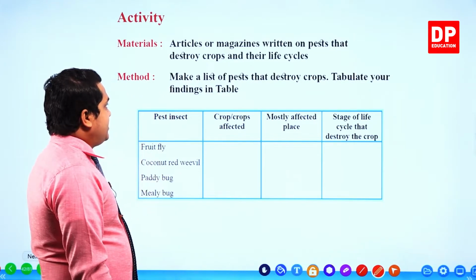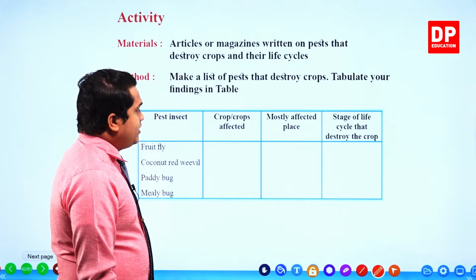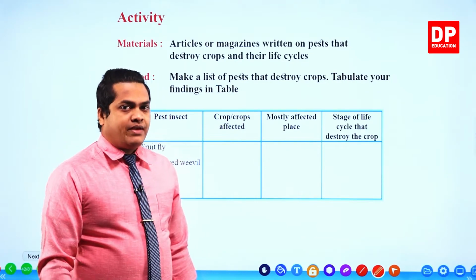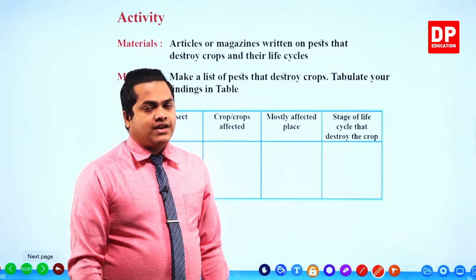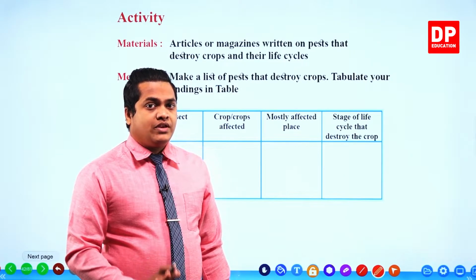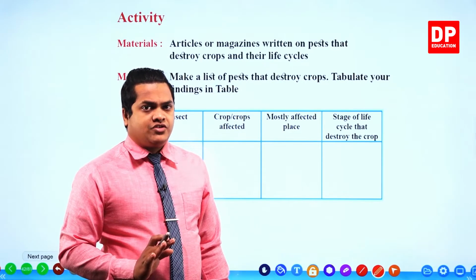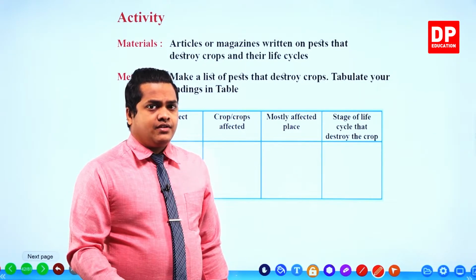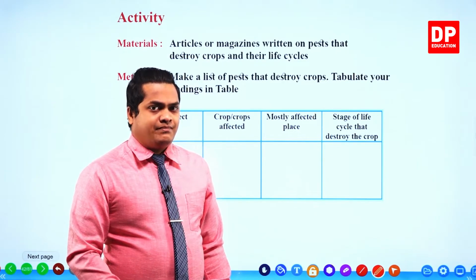Then the method is given: make a list of pests that destroy crops and tabulate your findings in the table. So we have to make a list of pests that are going to destroy our plantations or agriculture. Different types of pests need to be found. Pest controlling is pretty important for agriculture, my dear children. So we have to find out the pests that infect agricultural lands, and we need to tabulate those pests.